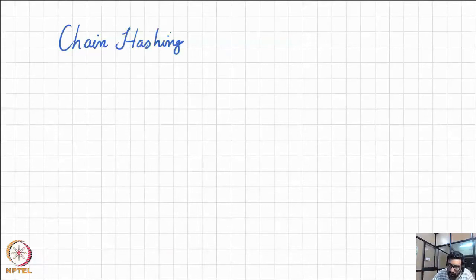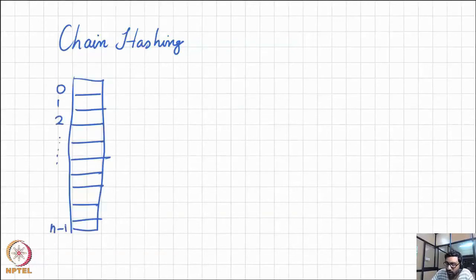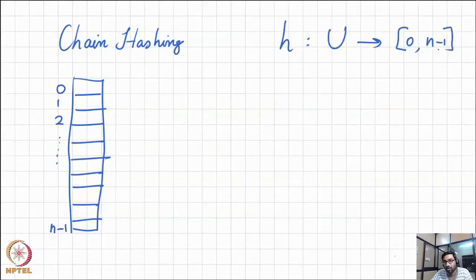So in chain hashing, we have a hash table with n cells in it. And we also have a hash function, let's call that h, and this hash function maps U to the range of indices of the hash table. So whenever we need to store an item, let's say x belonging to U, all we do is we apply the hash function and store the element x in the index h of x.